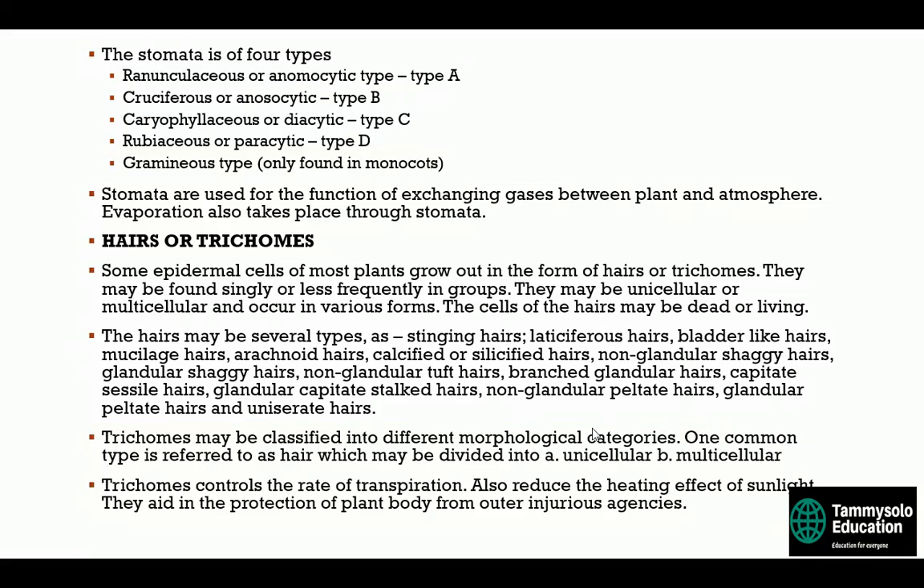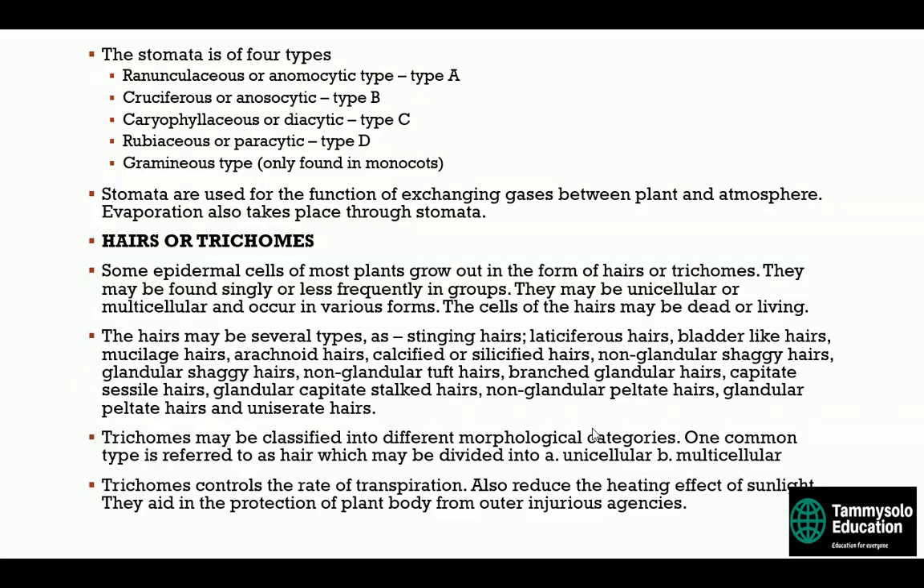Hairs or trichomes. These are also part of the epidermal tissues. Some epidermal cells of most plants grow out in the form of hairs or trichomes. They may be found singly or, less frequently, in groups. They may be unicellular or multicellular and occur in various forms. The cells of the hairs may be dead or living. The hairs may be of several types, such as stinging hairs, lacciferous hairs, and so on. The trichomes may be classified into different morphological categories. One common type is referred to as hair, which may be divided into unicellular or multicellular.